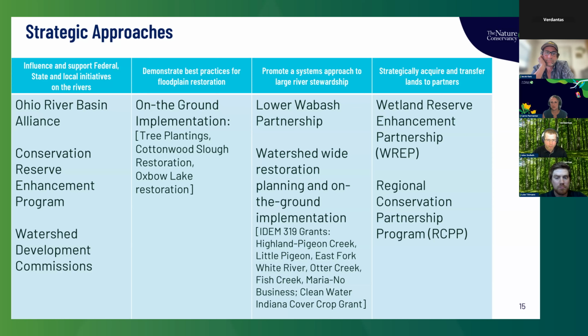So through that planning process, we have come up with a series of 4 strategic approaches that we are focusing on. The second column, which demonstrates best practices for floodplain restoration, is where we're really using the EcoFIP tool the most. And that is, we are working with some of our partners to identify sites where we can go in and do implementation, do restoration, and then we will be using those sites as demonstrations to promote those practices to our other partners that are working in this area.